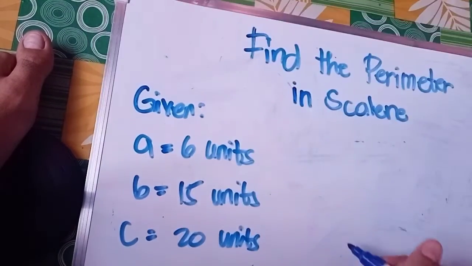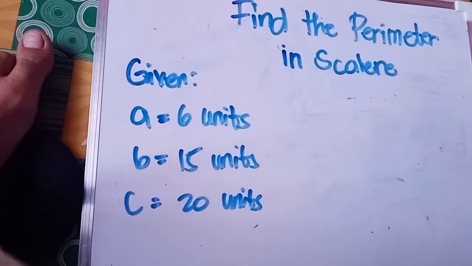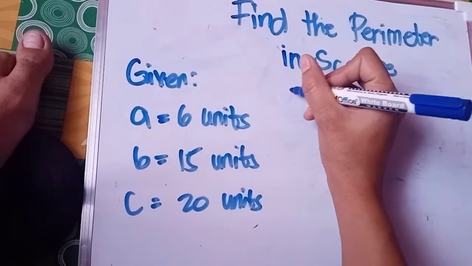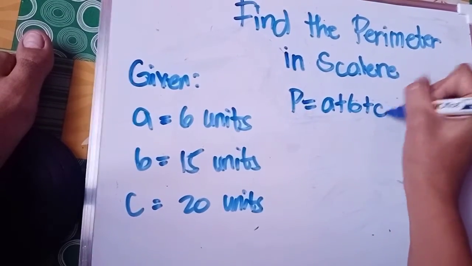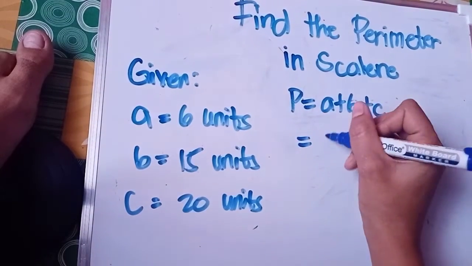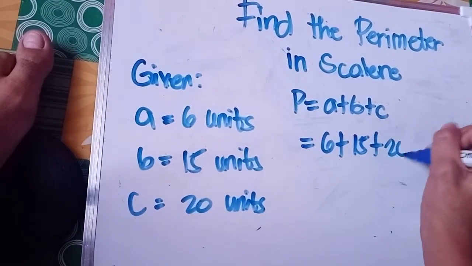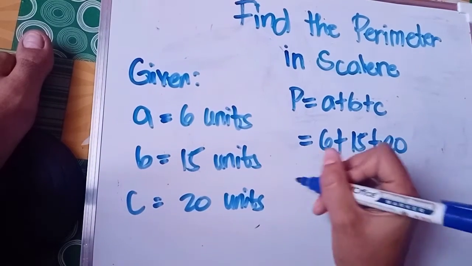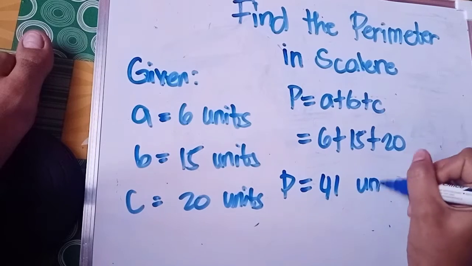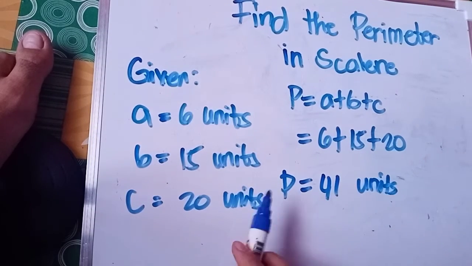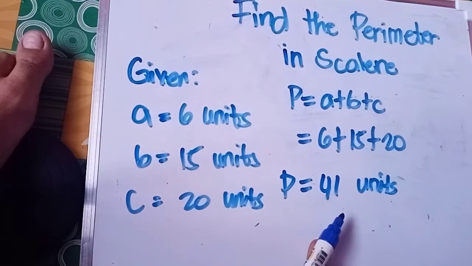Now we're going to substitute into our formula for the perimeter of a scalene. Our formula is perimeter equals A plus B plus C. So A is 6 plus B is 15 plus C is 20, and the perimeter is 41 units. Therefore, the perimeter of the scalene triangle is 41 units.